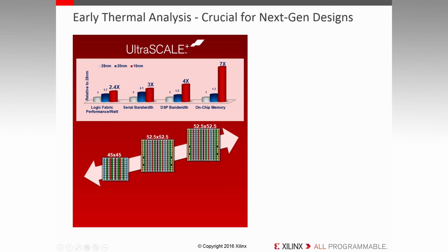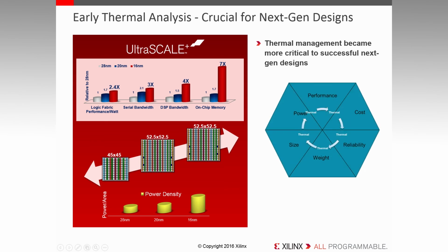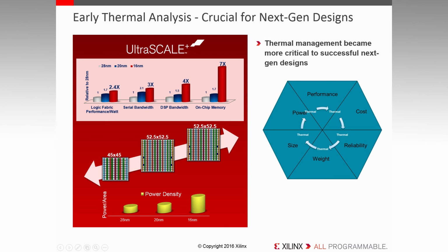On the other hand, as process nodes continue to shrink, FPGAs become more complex and power increases, challenging the control of component temperatures. Higher power in a smaller package footprint results in overall power density increasing for every generation, and means customers now need to work on addressing FPGA cooling in their system. Thermal is everywhere and it has become more critical to successful designs.